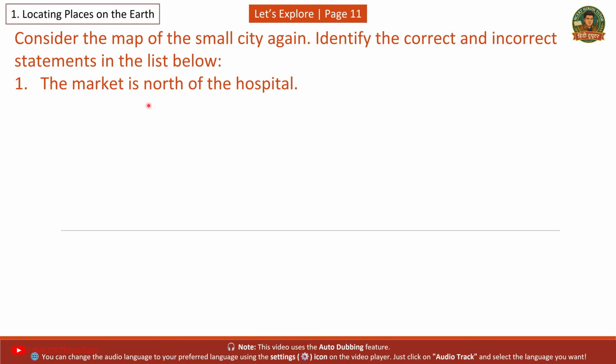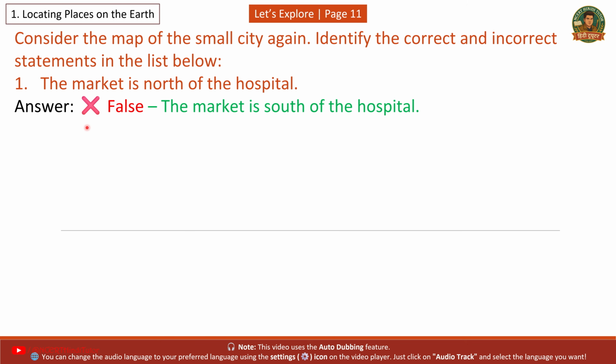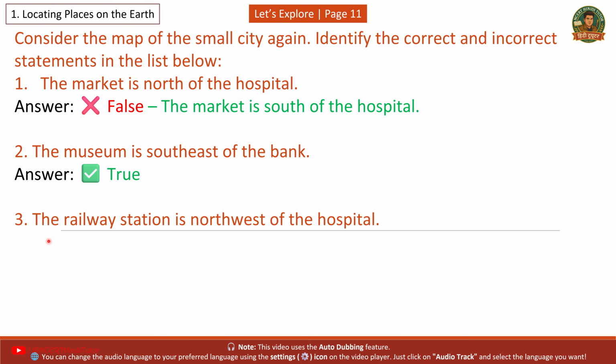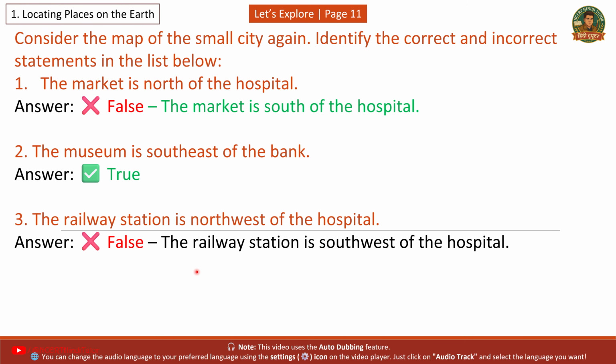First, the market is north of the hospital. Answer: false. The market is south of the hospital. Second, the museum is southeast of the bank. Answer: true. Third, the railway station is northwest of the hospital. Answer: false. The railway station is southwest of the hospital. Fourth, the lake is northwest of the apartment blocks.